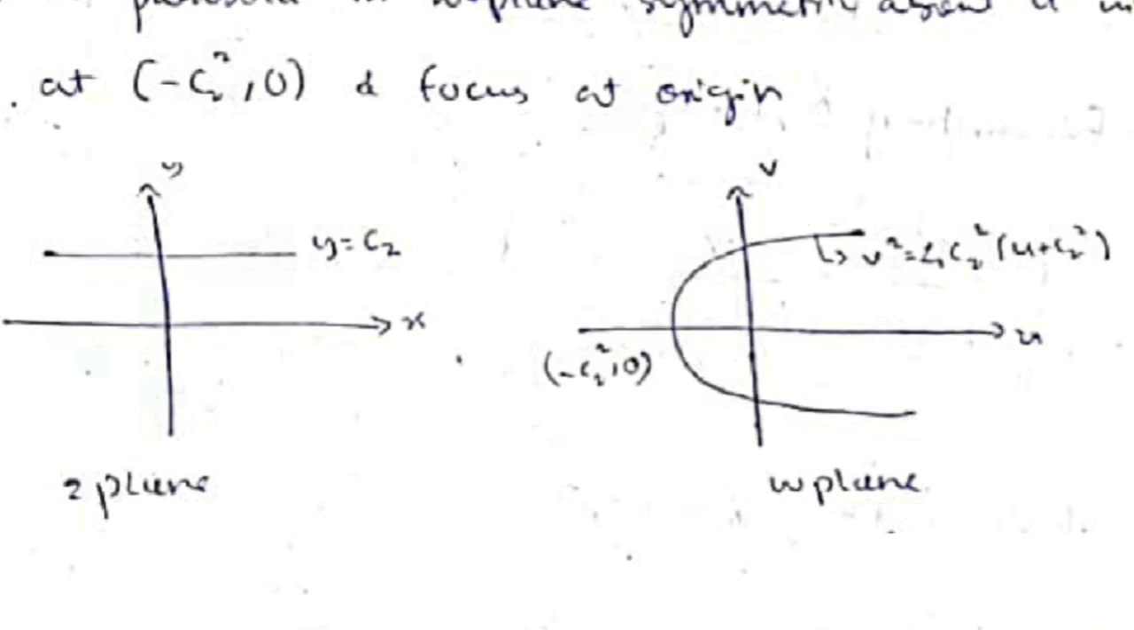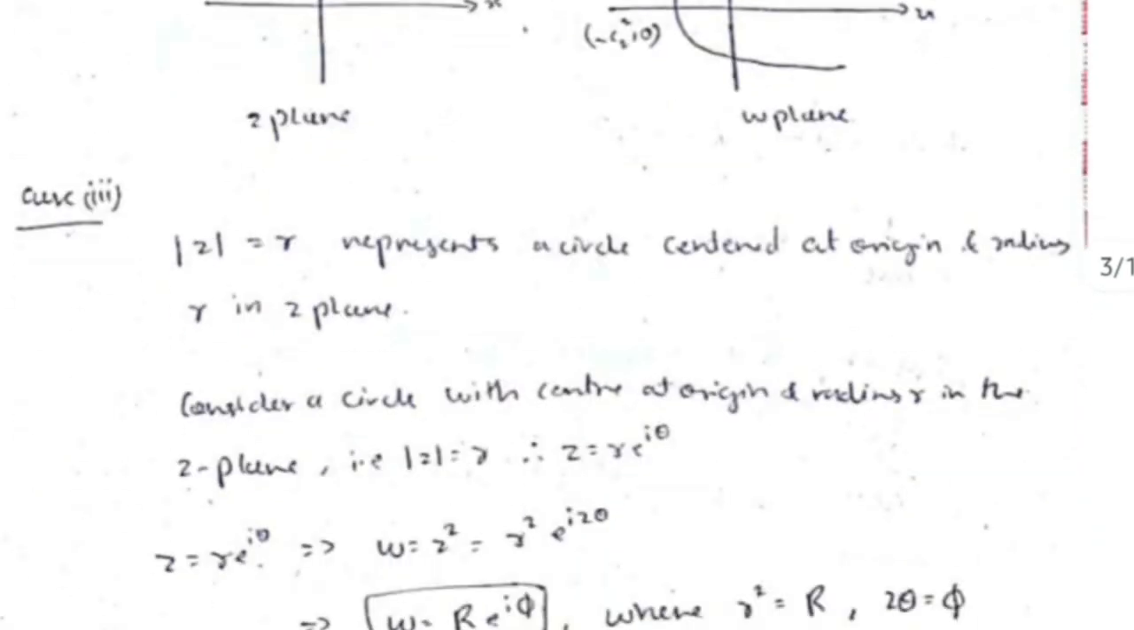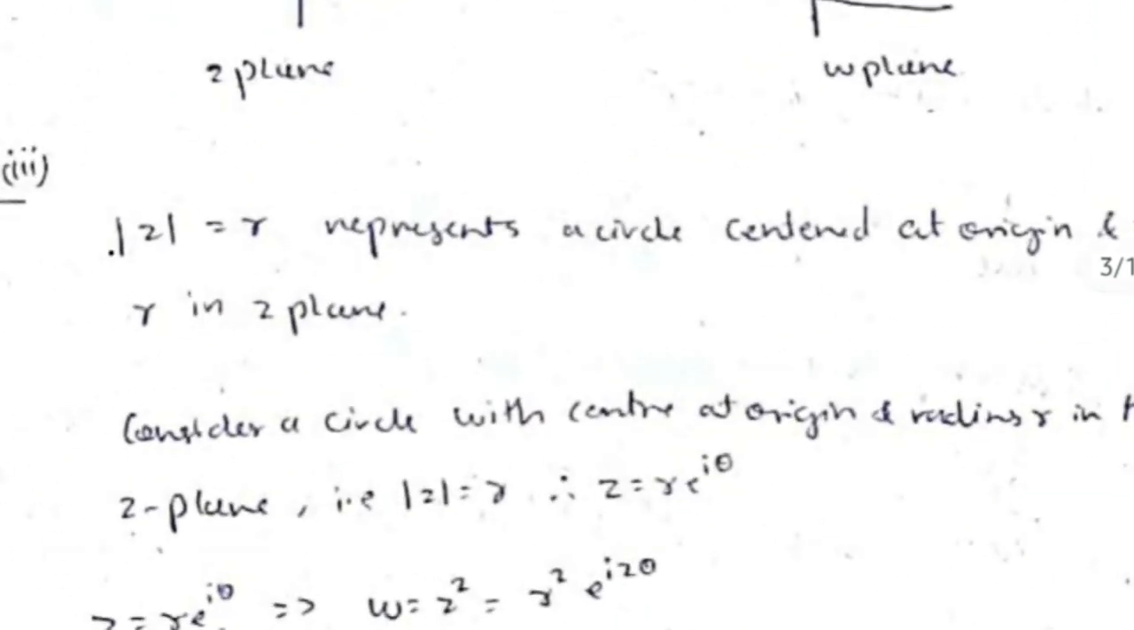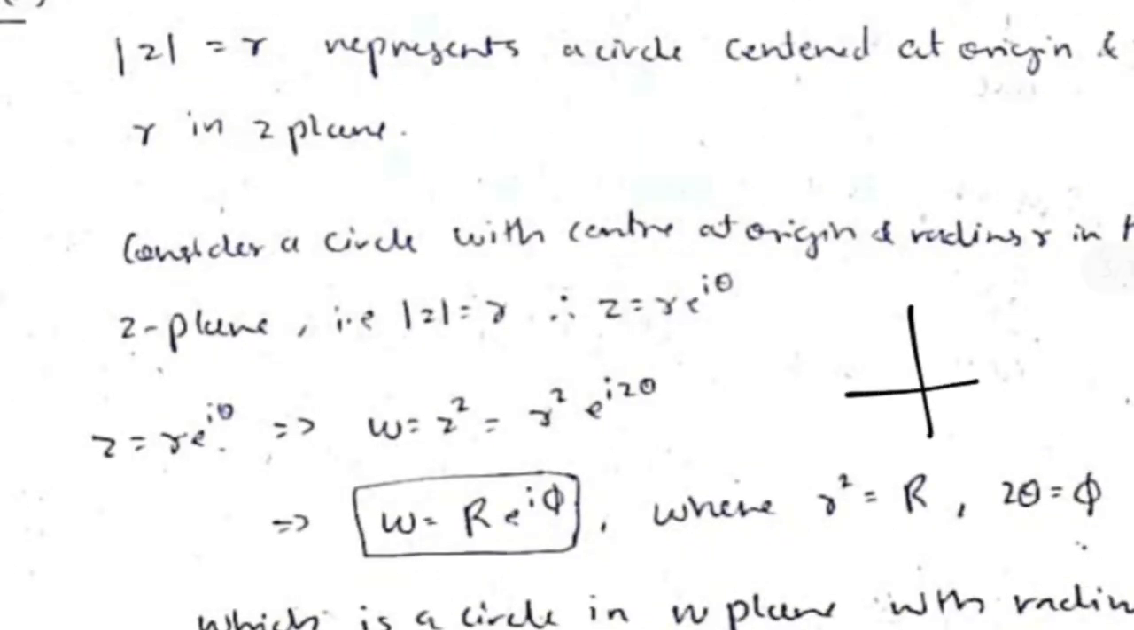Okay, observing the given equation, we have been given w is equal to z square, so it resembles the equation of a circle as well. So we have to consider a third case where the value of modulus z will be r, wherein the graph will be a circle in the xy plane, and we have to find out the corresponding graph in the w plane.